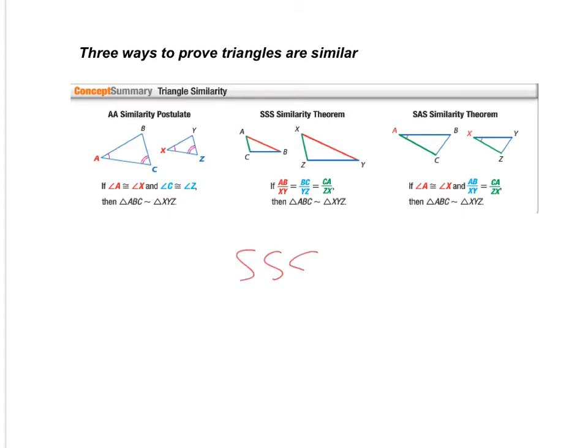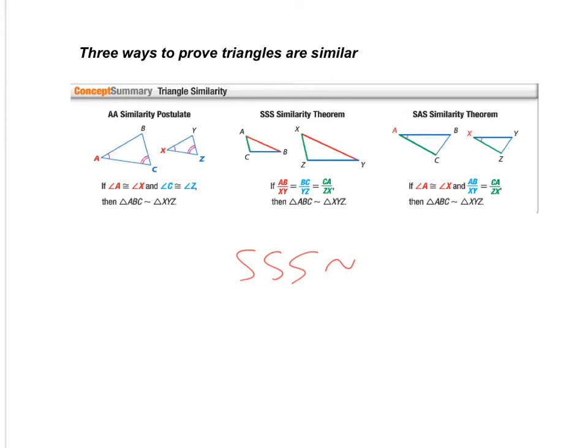There's also side-side-side similarity, which we write in a proof or just in general as SSS similarity. When you do that, you need to get proportional sides, so the red sides have got to be in the same ratio as the blue sides and the same ratio as the green sides. All three sides must be in the same ratio.